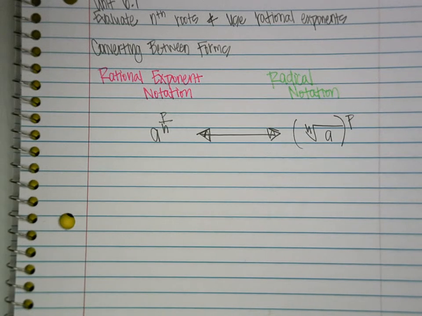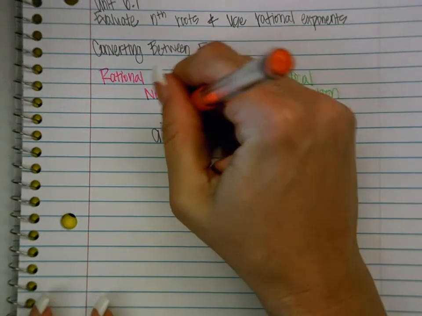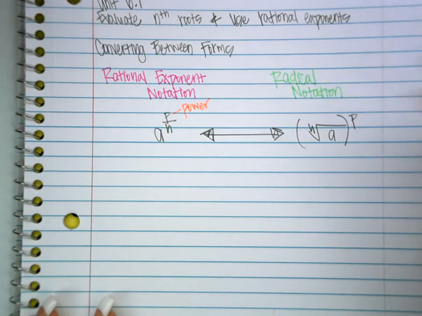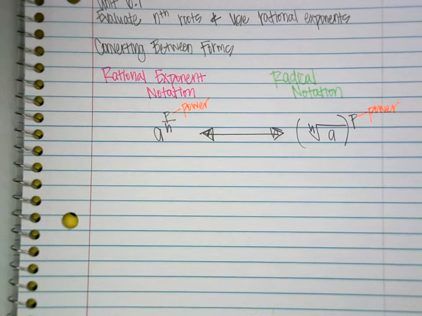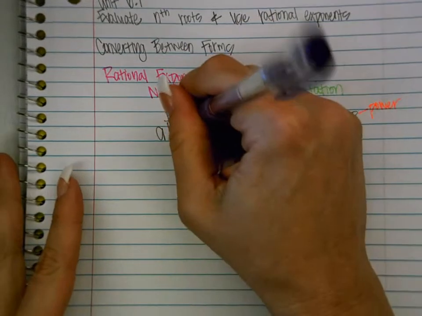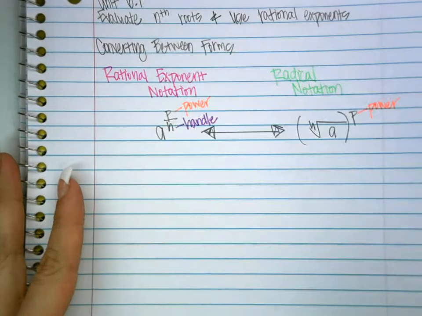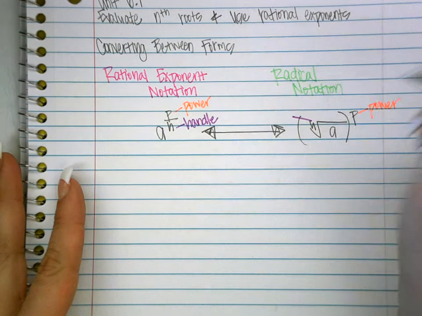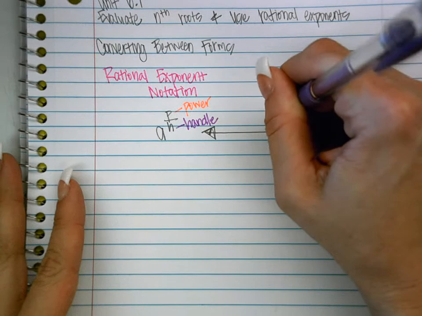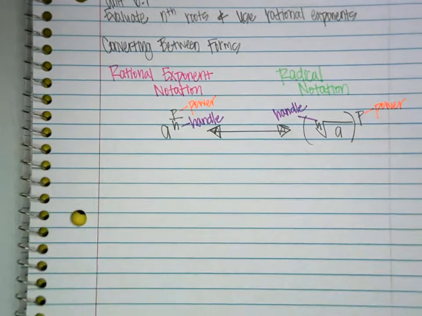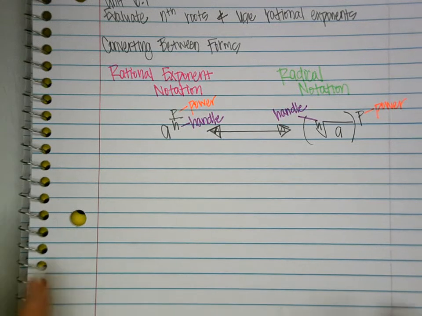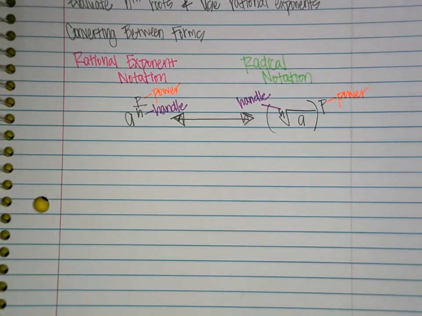The p in this equation we would call the power. So p stands for power. This is the power when you convert it. The h is what I would call the handle number. This is the handle, and it belongs in the handle of the radical. Once you can convert between the two of them, what we're doing today is fairly simple. Most of the difficulty here is just converting between the two forms.